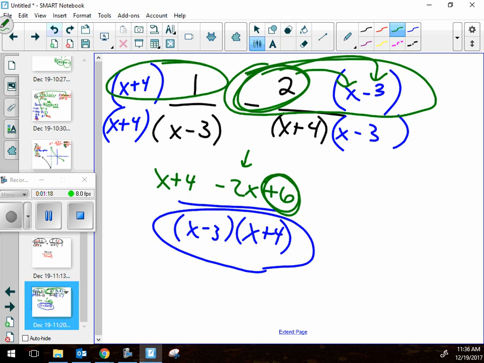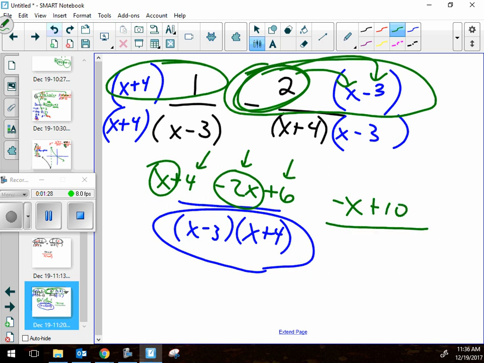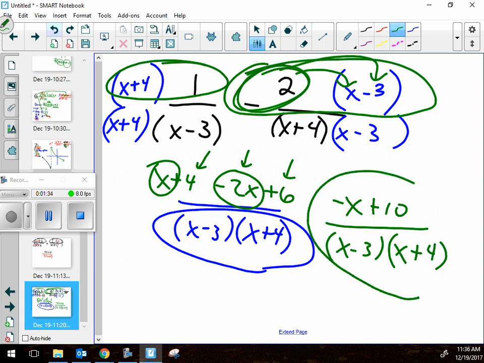All right. So I'm going to put this all together now. And I have the negative 2x and the positive x makes negative x. And then I have a 4 and a 6 makes 10, all over the denominator, which, since it's already factored, let's leave it that way. There you go. Now, could they ask you follow-up questions about that? Like, what's its domain? Yeah, that's what I'm going to do right now.